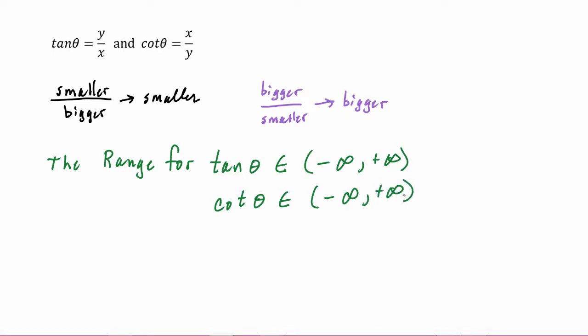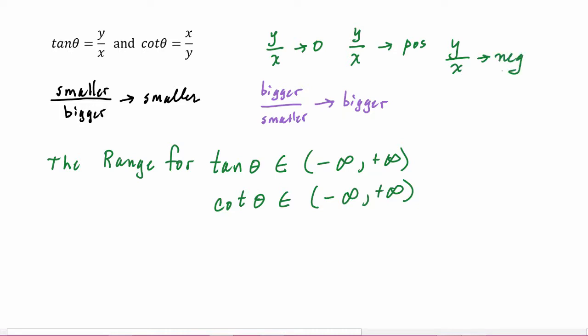And again, that's because the rational expressions could be tiny little positives or tiny little negatives, could be very large negative or very large positive. We know y over x could be 0, y over x can be positive, y over x can be negative. So there's nothing this thing can't be. It can be 0, it can be positive, it can be negative, it can be big, it can be small, it can be everything.